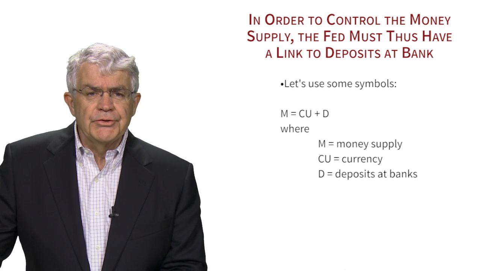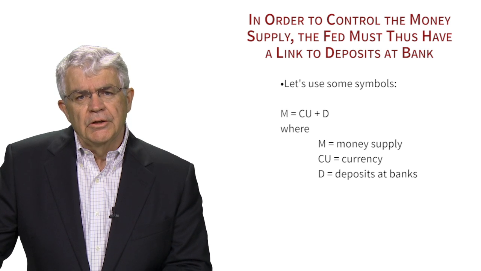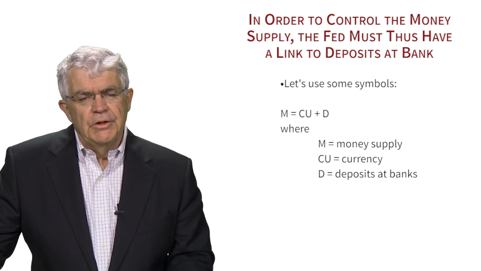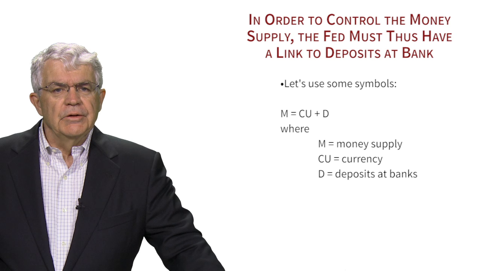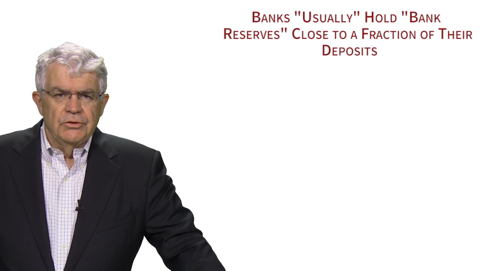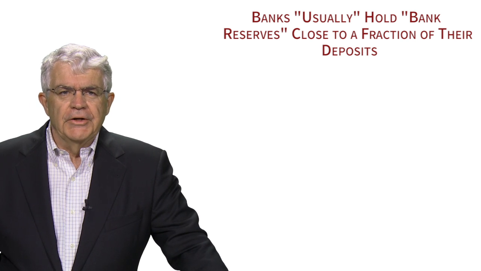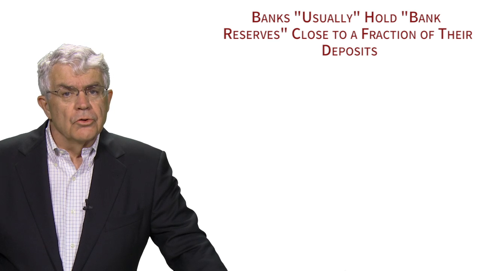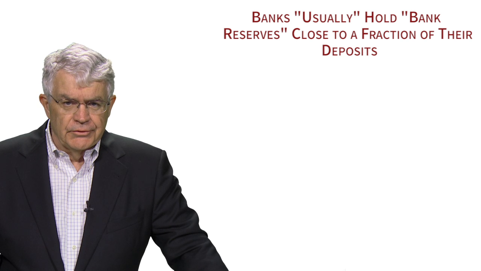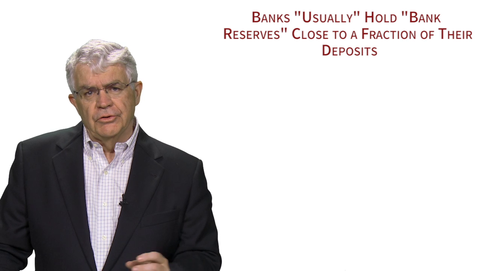Let's introduce some symbols. Let's say the money supply is represented by M again, currency by CU, and deposits by D. So then we know that M is equal to CU plus D by definition. Banks usually hold bank reserves close to a fraction of their deposits. And that's going to be the key for figuring out the way in which the Fed controls the amount of deposits, because the Fed can control the amount of bank reserves.